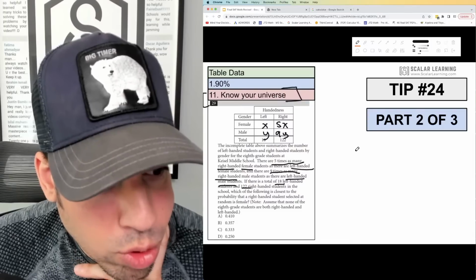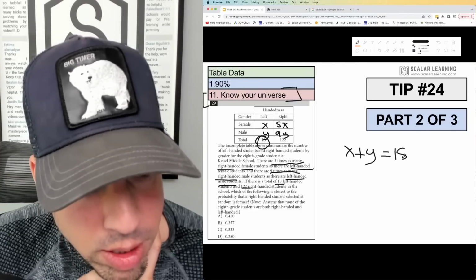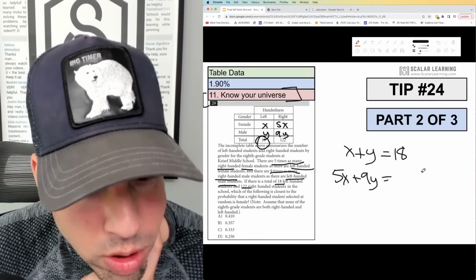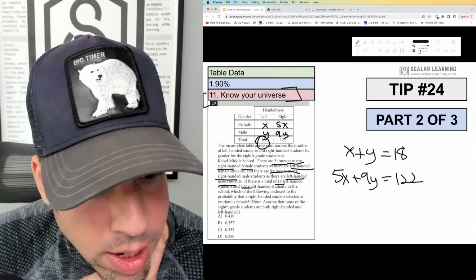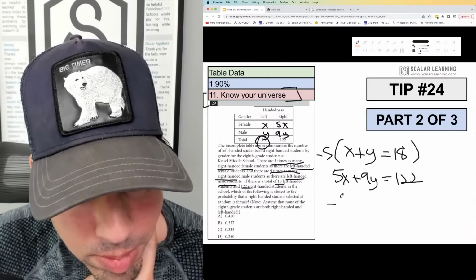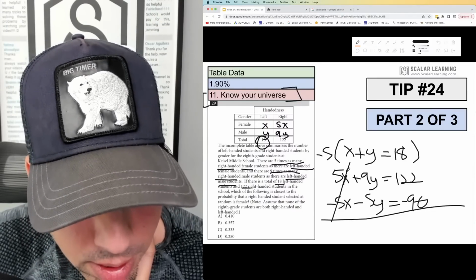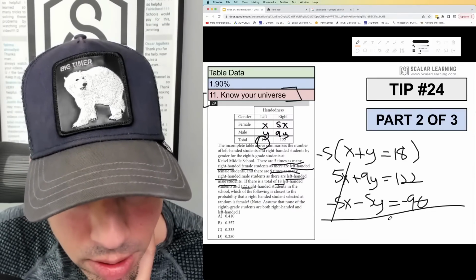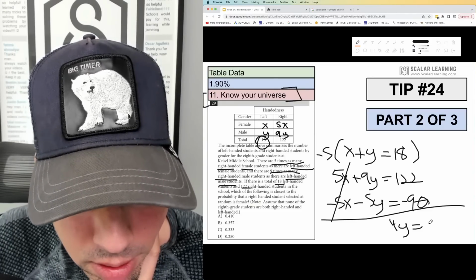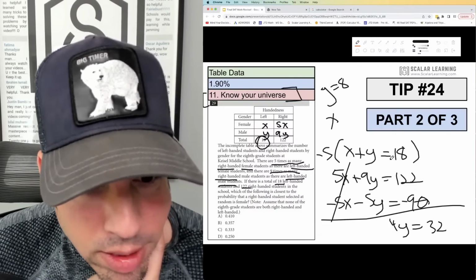Well, I got 2 equations, right? I know that x plus y equals 18. And I also know that 5x plus 9y equals 122. All right. And now I got a system. I can solve for this. I can multiply this by -5 using elimination. And I can cancel this out. 9y minus 5y is 4y. 122 minus 90 is 32. So y equals 8. And then x equals 10, right?